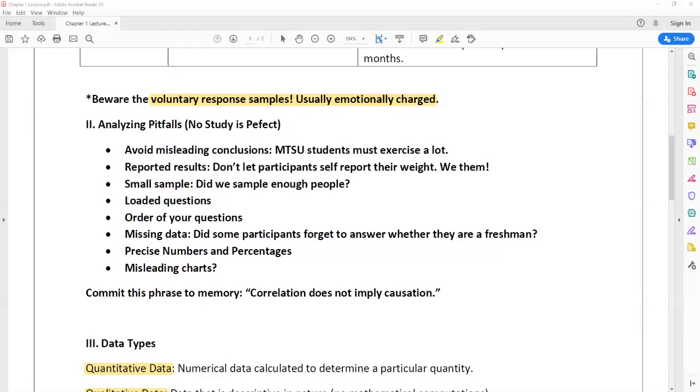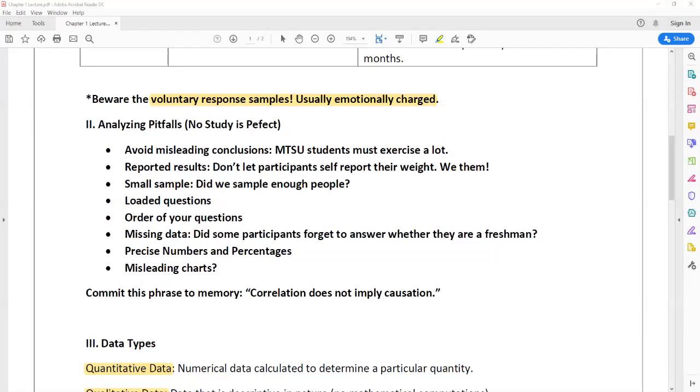Reporting the results. If you want to know someone's weight, you would need to do that yourself. A lot of times people would tend to lie about their age or their weight. So if you're going to try to gather information that is somewhat sensitive, you might want to look at a driver's license photo in order to get the true age, or you may want to just weigh the participants yourself so that you know that your data is solid.